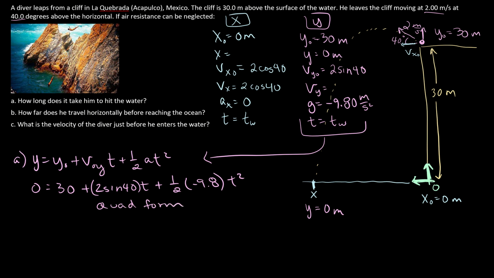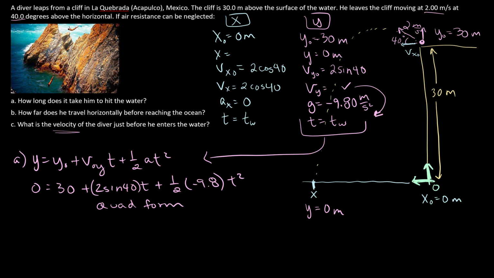But let's say I wasn't really in the mood. I wasn't feeling the quadratic formula today for whatever reason. And I realized I am going to eventually have to find the final velocity of the diver. So I could actually first solve for Vy and then use that to solve for the time. So let's give that a go.